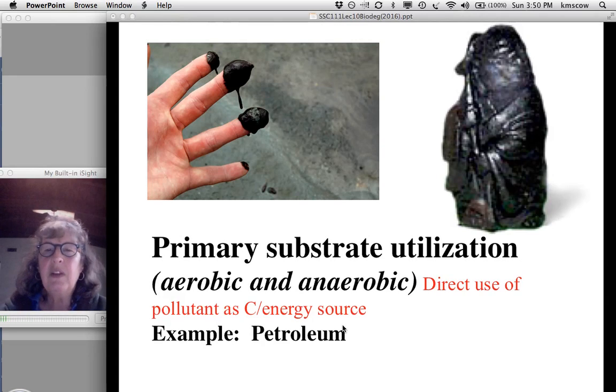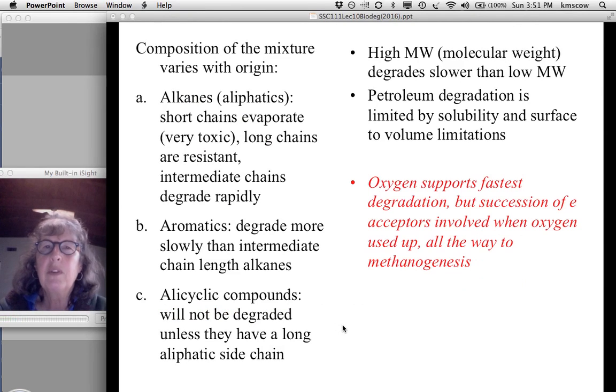All right, primary substrate utilization. Now this can be both aerobic and anaerobic processes, and that's where we have direct use of the pollutant as a carbon and energy source. And a really good example of this is petroleum. But what's petroleum? Petroleum's not one thing. It's a mixture of a number of different organic molecules, including alkanes or aliphatics that have very short carbon chains to very long carbon chains.